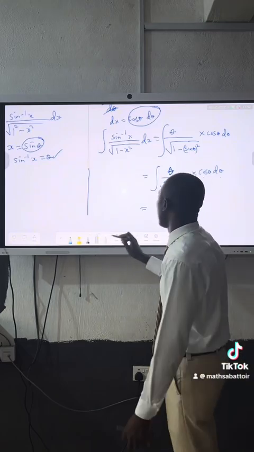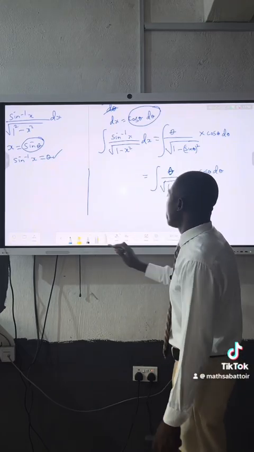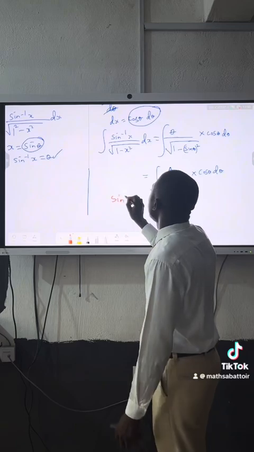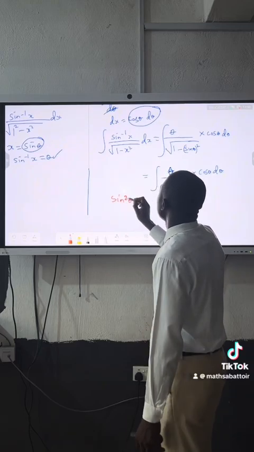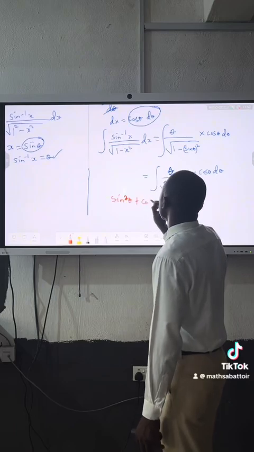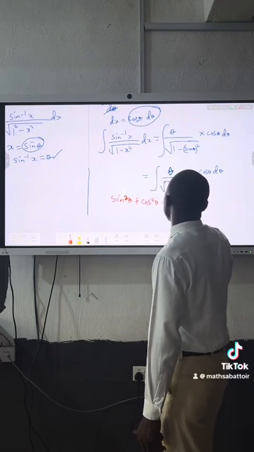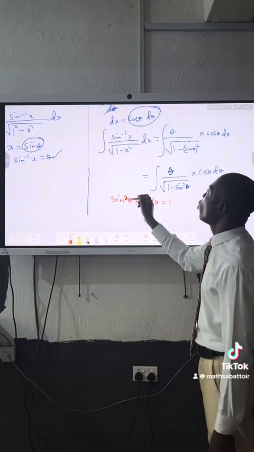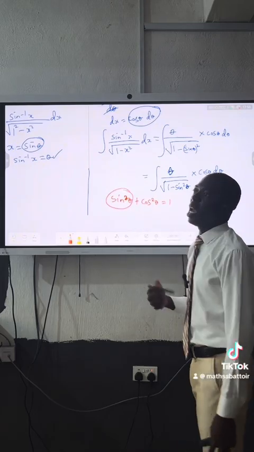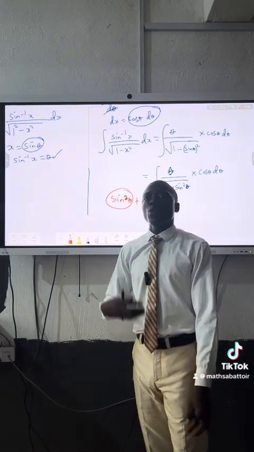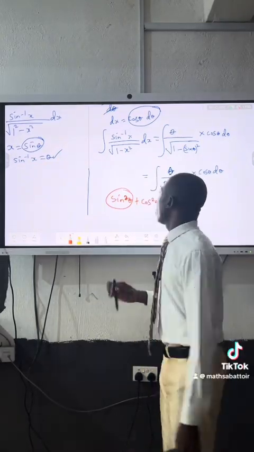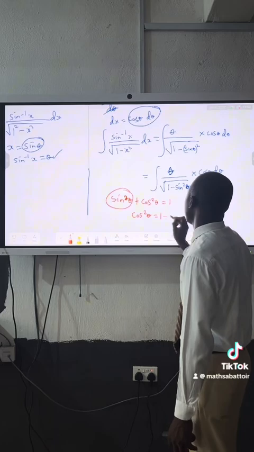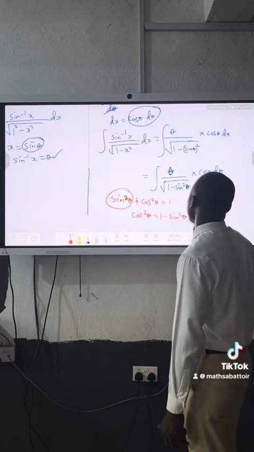Look at where that identity came from. The identity came from sine squared theta plus cos squared theta equals 1. So for us to have this, what do we do? We move this one over. This is an identity. Every time you have sine squared something plus cos squared something, you are meant to get 1. So move this one over. That means cos squared theta is the same thing as 1 minus sine squared theta.